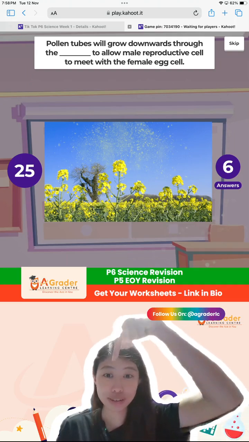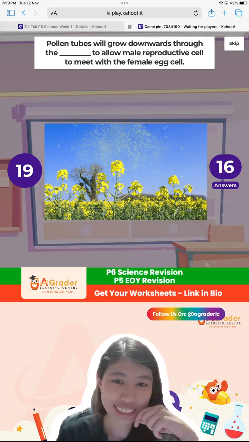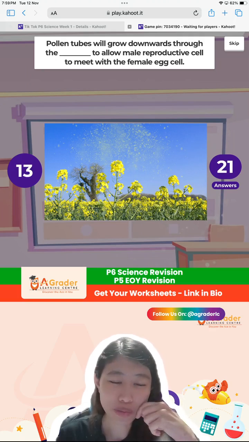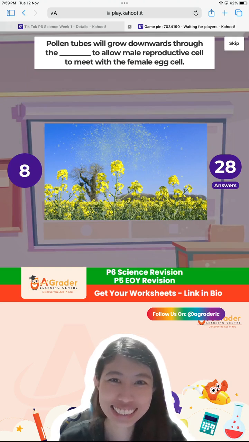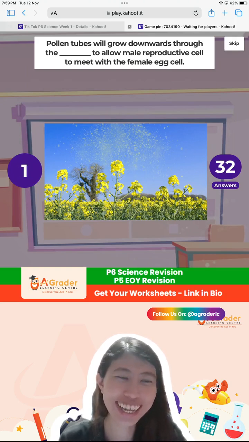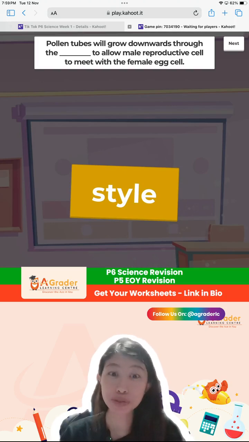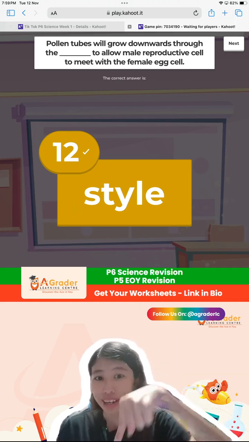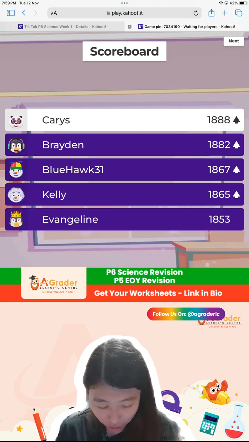In the flower, the pollen tube will go downwards through the... This one is a bit more advanced, so only some of you might know. Oh, cool kid, very good. Yes, the pollen tube will go down the style and then mix with the ovule in the ovary. Very good. Oh, some of you are catching up.